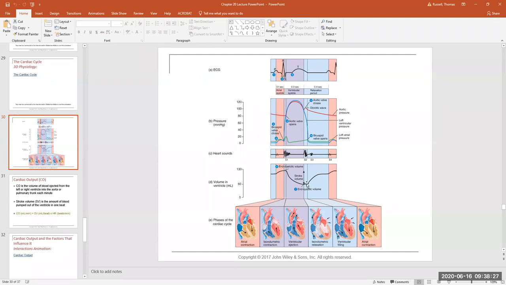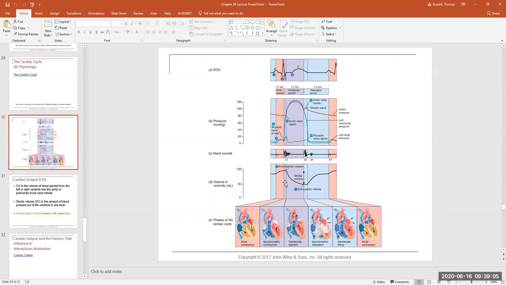The AV valves are going to open here, and I know that because the ventricles fill with blood and the volume goes up. The only place the ventricles get blood from are their atria. So I know that before the blood can go from an atrium to a ventricle, the AV valve has to open. As soon as the AV valves open right here, we get what's called ventricular filling. So the two most important areas of our cardiac cycle with respect to blood moving is the isovolumetric contraction phase, which is embedded in ventricular systole.